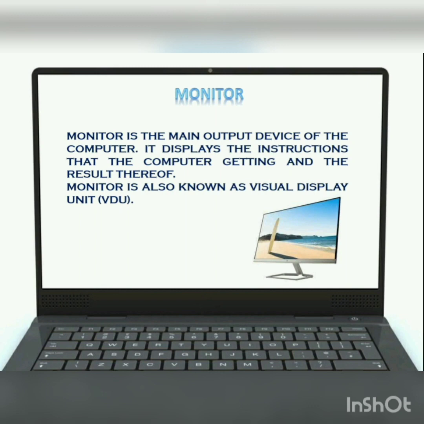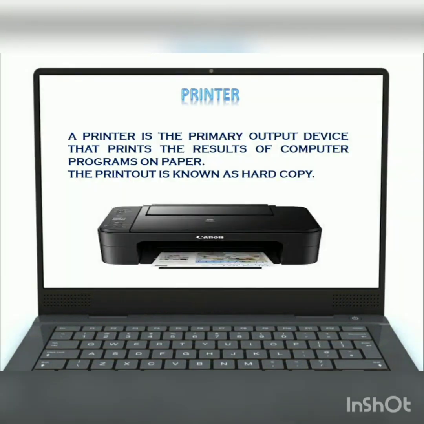Okay? Kids, the result of a computer program can be printed on a paper. This task of printing can be done through a printer. So, the printer is a primary output device that prints the results of a computer program on a paper. Kids, the printout which we get as a result of a computer program on paper is known as hard copy.